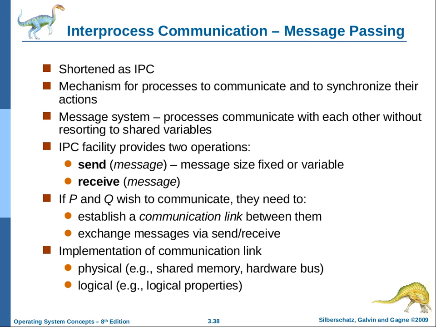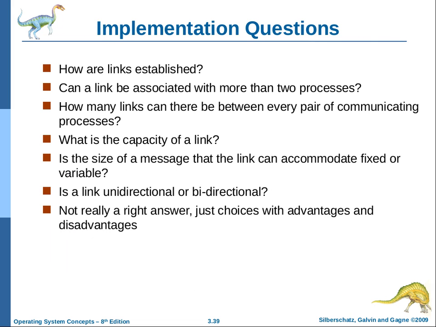So P and Q wish to communicate with each other? All right, P and Q, not Alice and Bob. So you have to establish a link between them and exchange messages. The link can be physical, like shared memory or a hardware bus, or it can be logical, something inside the kernel that manages it. Hardware bus, Ethernet's another common one.